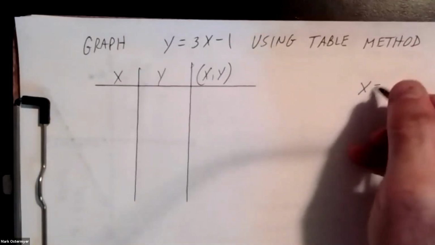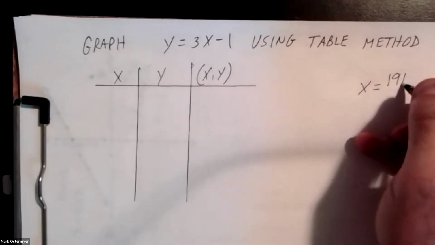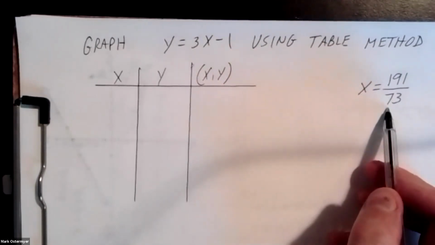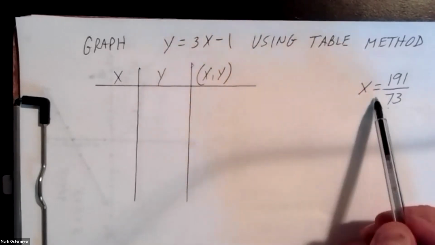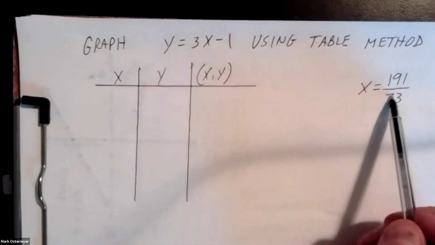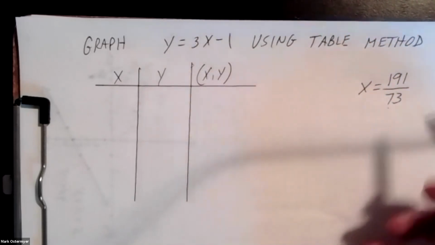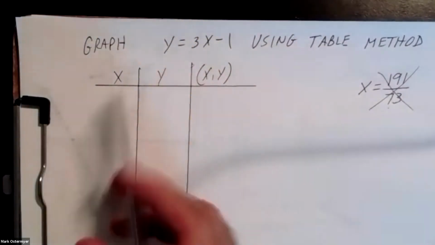Does anybody want to choose a value for X that might be something like this? No, you could. You could choose a value of X like this. You're going to get a messy Y value, but I guarantee there is an ordered pair of points sitting on the graph that has this for its X coordinate. But why do that when you can choose nice values? Give me something nice for X.